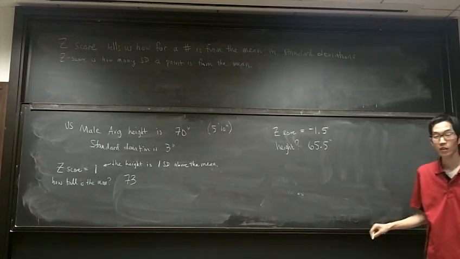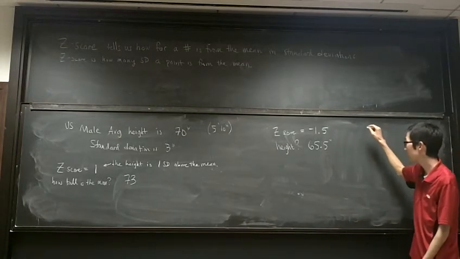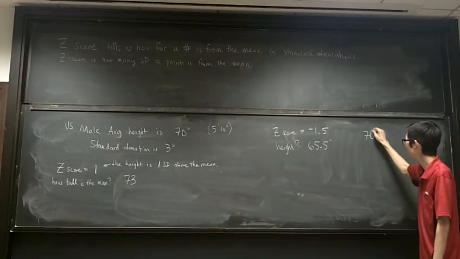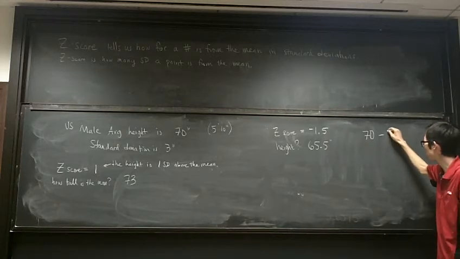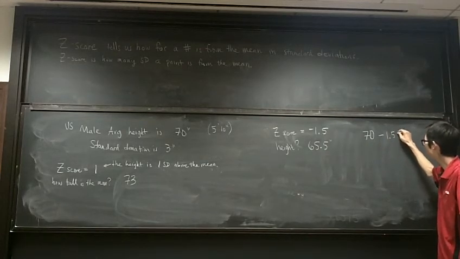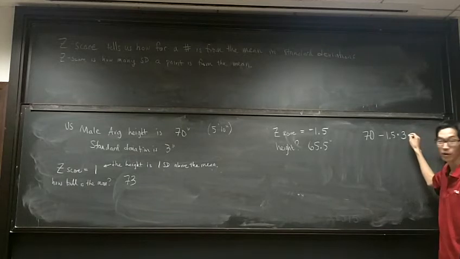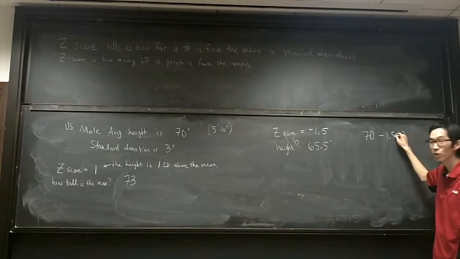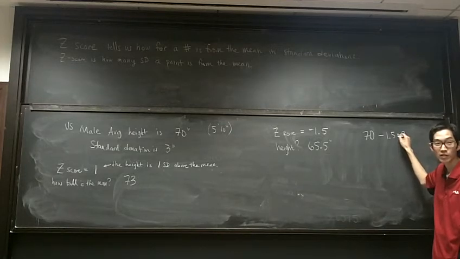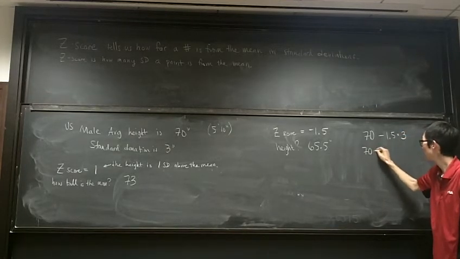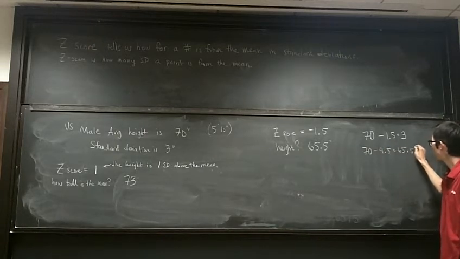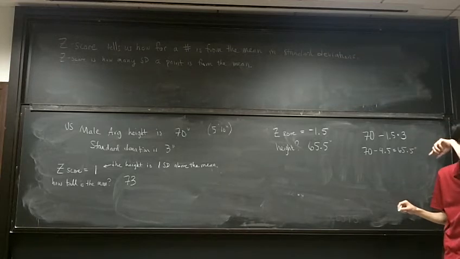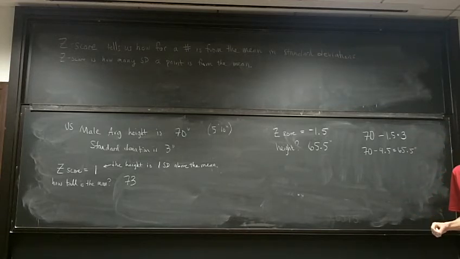Because it's -1.5 times 3. Exactly, right? The mean is 70, right? They are 1.5 standard deviations below the mean. So I'm going to subtract off 1.5 times 3, right? Each standard deviation is 3 inches. We are going to go 1.5 times that down. So we're going to do 70 minus 4.5, and I get 65.5 inches.